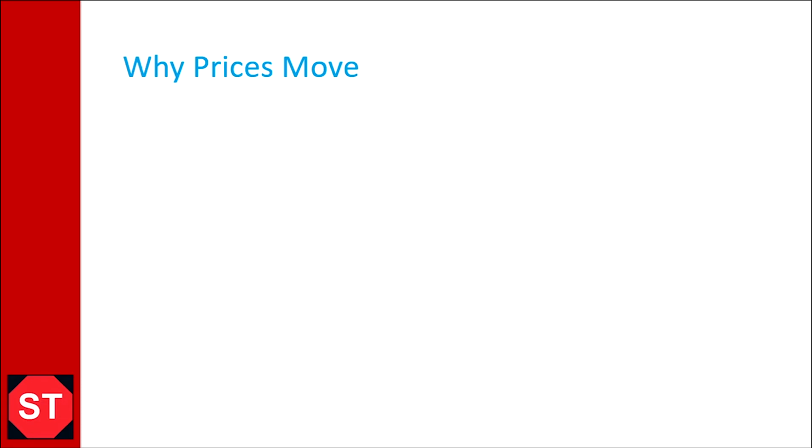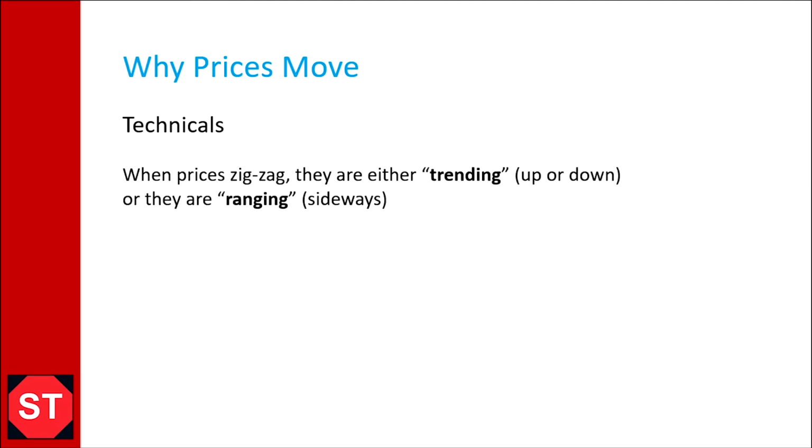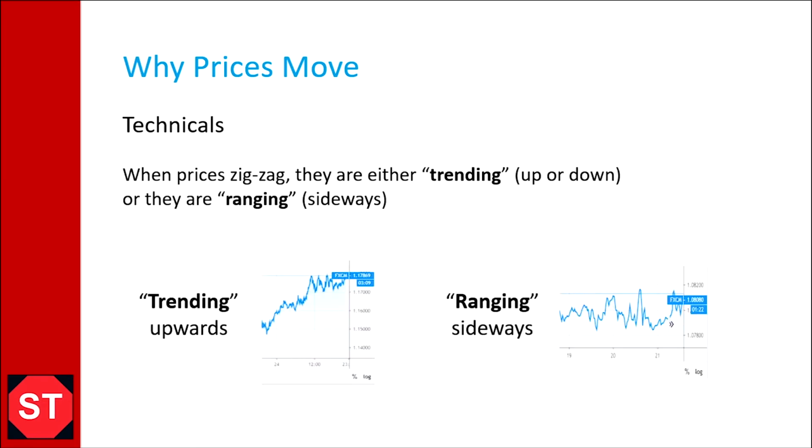The last form of analysis I want to talk about is technical analysis. Generally speaking, Forex prices tend to zigzag up and down, as the graph depicting the price of the pound to the dollar illustrates. Now as these prices zigzag along, you will see that they tend to be either trending in an upwards or downwards direction, or they're ranging sideways. Here you can see an example of a price trending upwards, compared to a price that's generally ranging sideways.